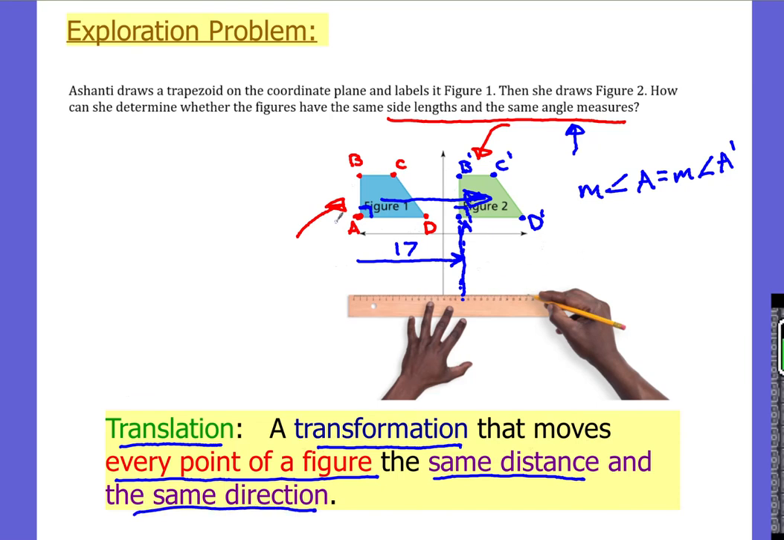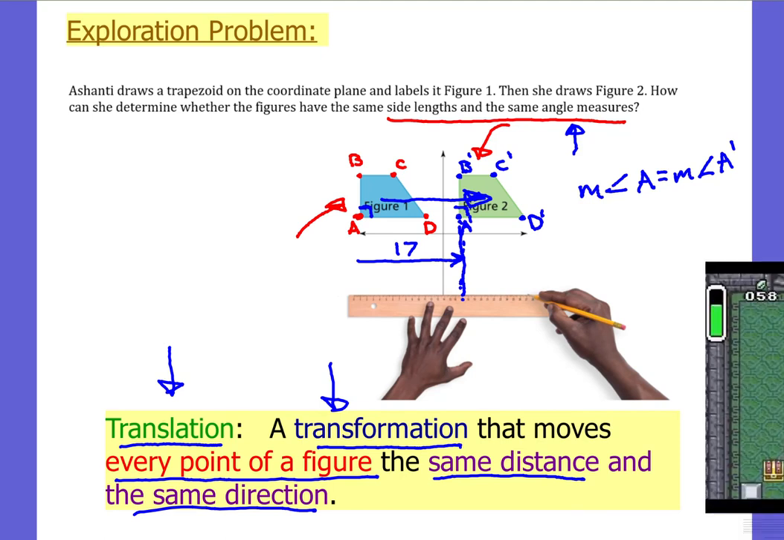They all went to the right, because if I moved B 17 units in this direction, suddenly I'd have some strange figure like this, and that would not be the same figure. So same direction and same distance are the key things to a translation. So we've got two definitions down already. We're moving kind of quick. We've got transformations and translations.